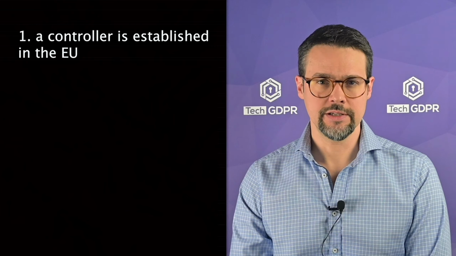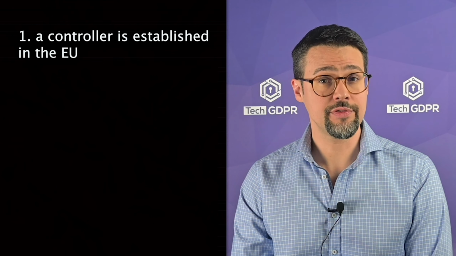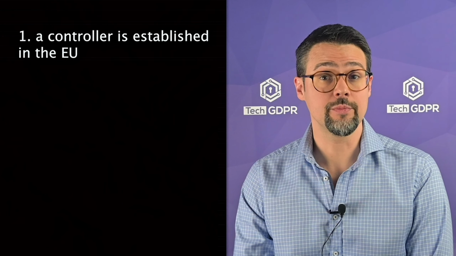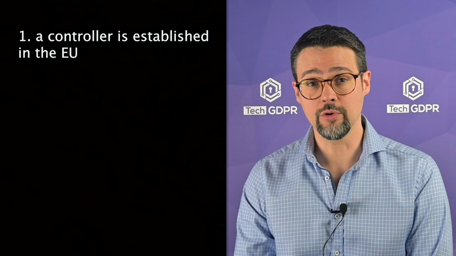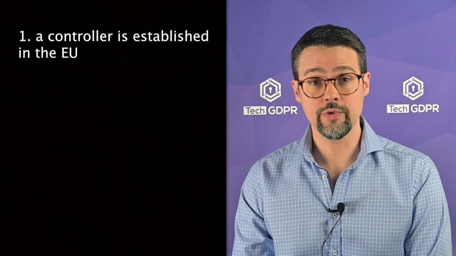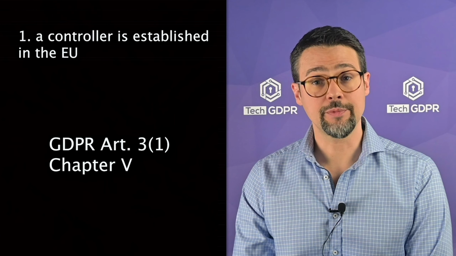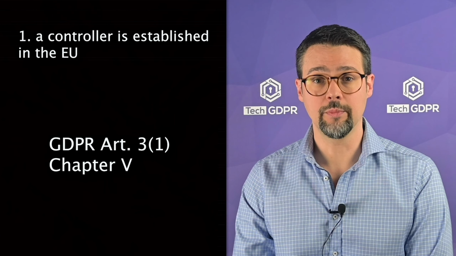The first one: a controller is established in the EU. When a data controller established in the EU makes use of a third country data processor to process the personal data of its customers or employees, for example, an international data transfer occurs with respect to the specific processing. So Article 3.1 and Chapter 5 of the GDPR will apply.